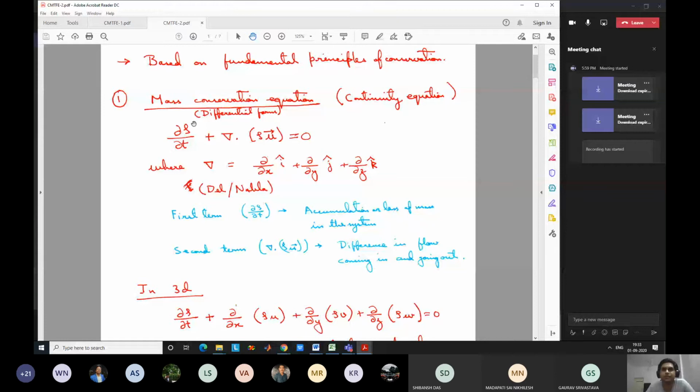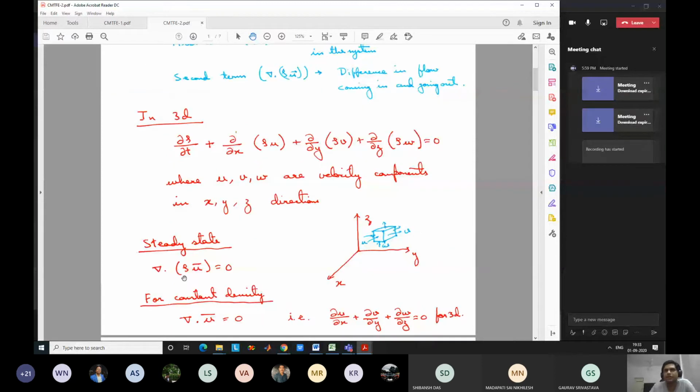Rho can still change even if there is no variation with time. Rho can still change with space, right? Say you have a mixture of oil and water, a random mixture. So at one place the rho may be more depending on whether more water is there. In another place rho may be less if more oil is there, right? So rho can still change even in the steady state case also.